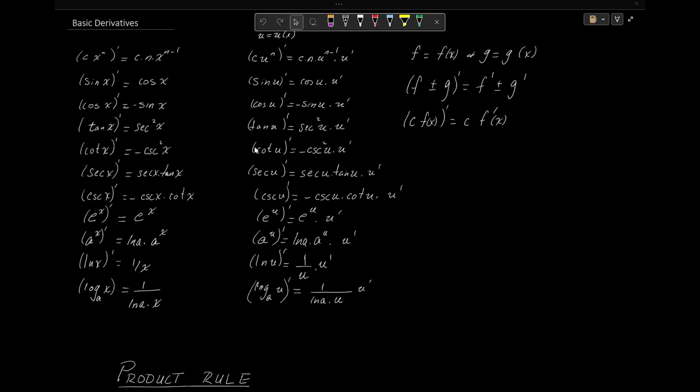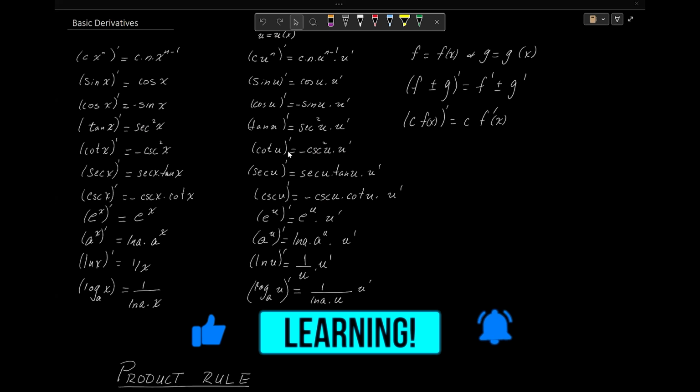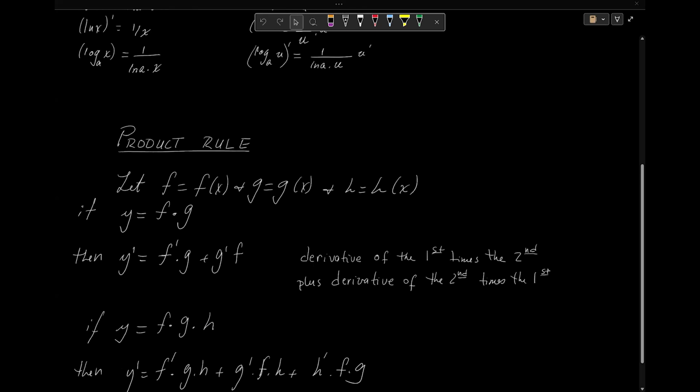So the product rule is not a new rule, like, for example, the derivative of a tangent or a cosecant. It makes use of these rules right here when we have two things multiplied. So let's talk about what the product rule is specifically. If we have a function f of x, which for simplicity we write as f, and g of x, written as g, and y is the product of these two functions, f times g, then y prime is the derivative of the first function times the second, plus the derivative of the second function times the first.